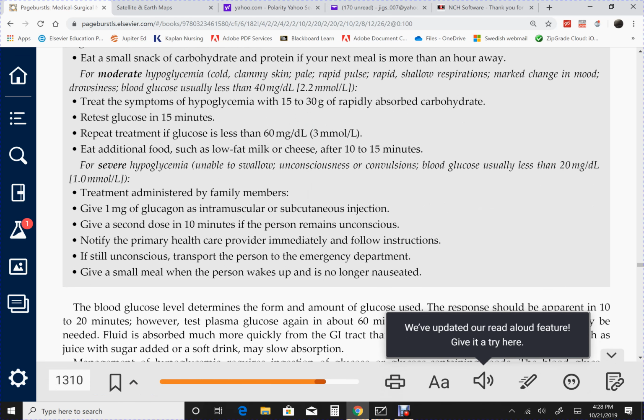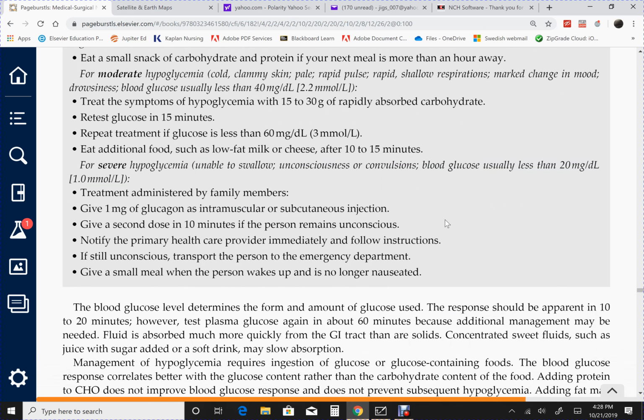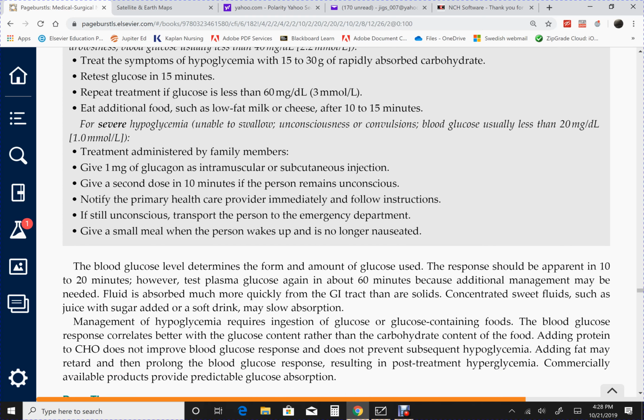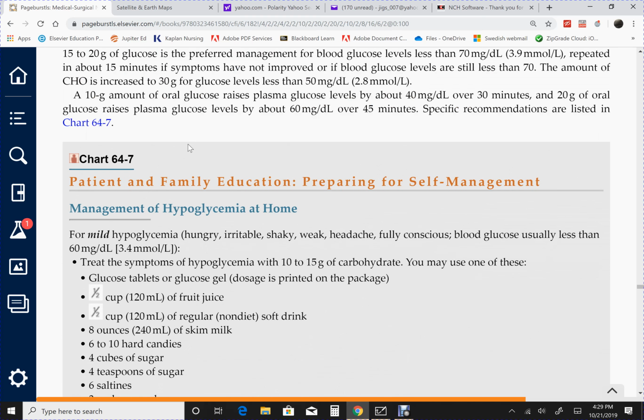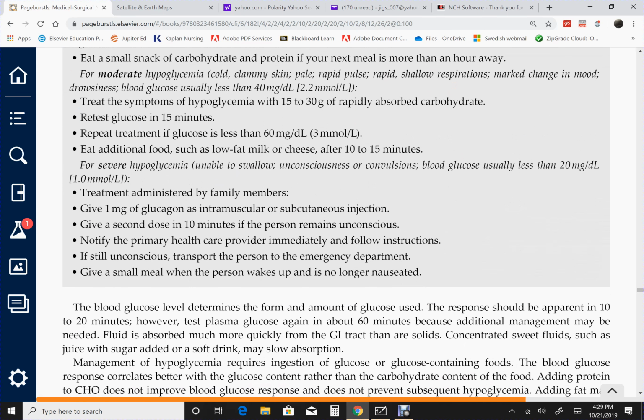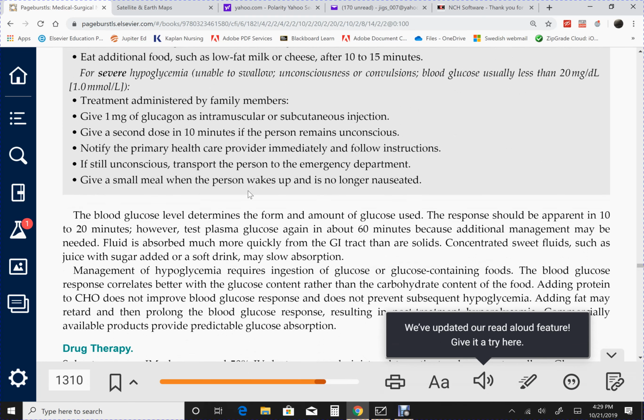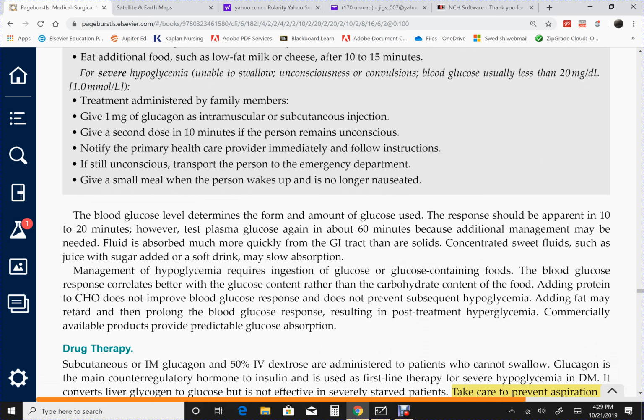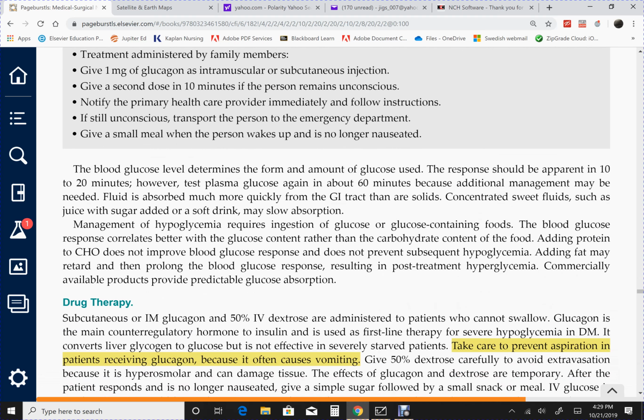In severe, the patient at this point is no longer conscious, so it makes sense that we can't give anything by mouth anymore. Okay, so now we have to give glucagon. So your choices are, this is in the home. The title of the chart is Management of Hypoglycemia at Home. This is the family member now that will administer the glucagon, either IM or subcutaneously. The dose is 1 milligram. It usually comes in a kit.